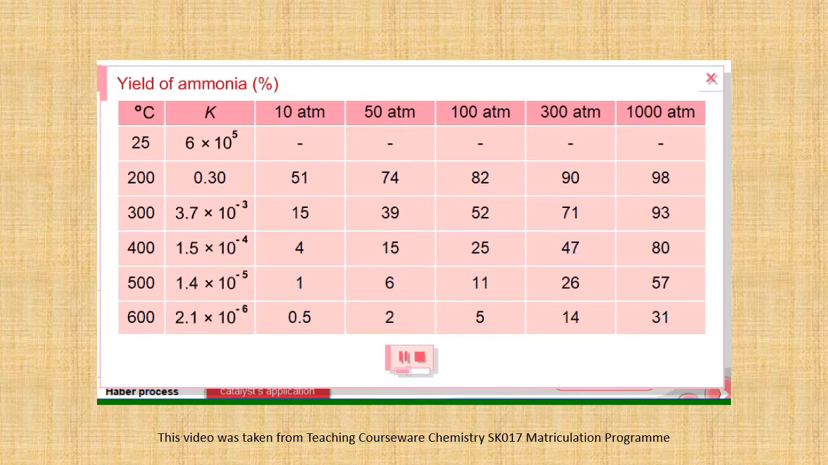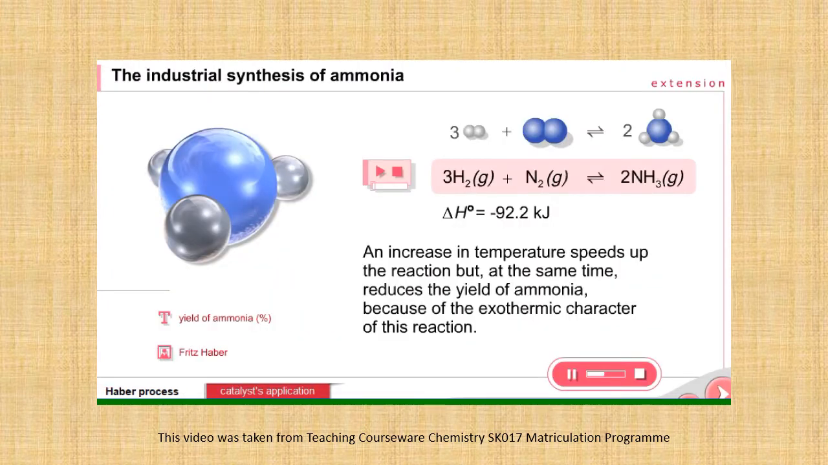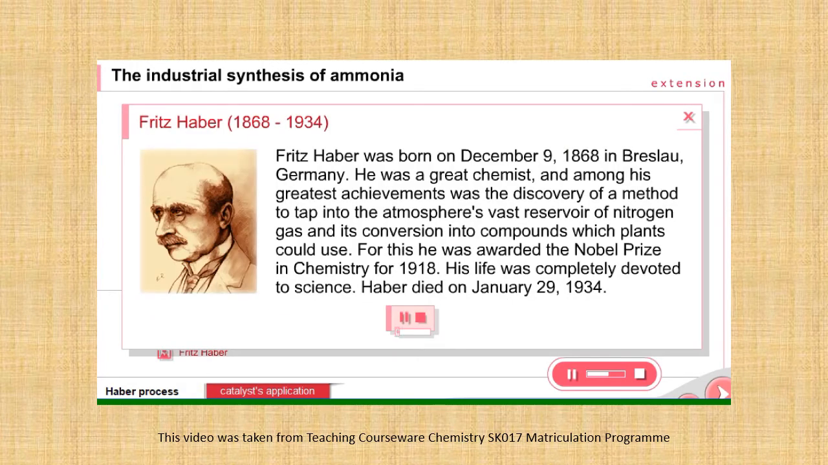For example, at 25 degrees centigrade and under atmospheric pressure, the reaction equilibrium is totally oriented towards the formation of ammonia, K equals 6 times 10 to the power of 5, but the reaction rate is practically zero under these conditions. Research proved that it was impossible to match the conditions of temperature and pressure in a way that would ensure a sufficient reaction rate and the efficiency of the process.